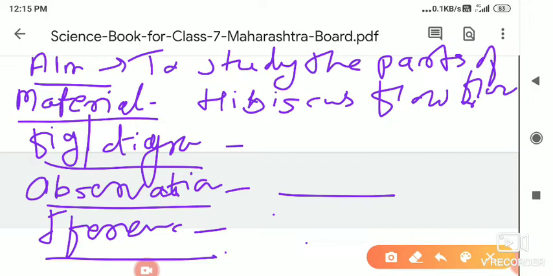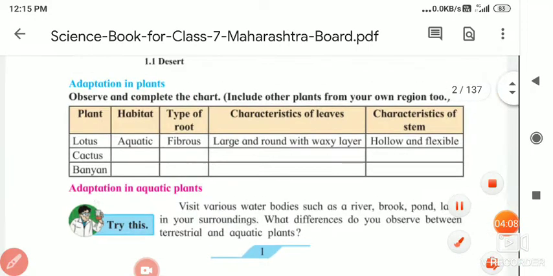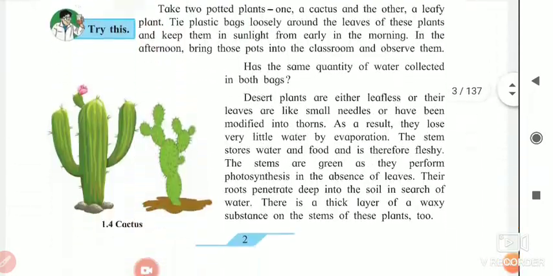Which experiments you have to do for this science practical exam, I am going to tell you now. So all of you note down these points. At the time of the exam I will also give you the format, but you just note this down if you want. Now, which experiments we can do at home, I will tell you.